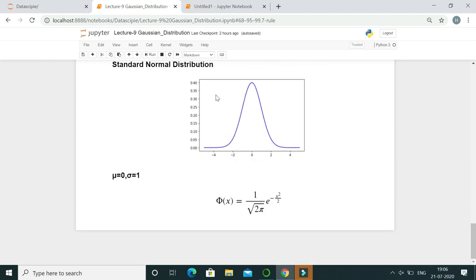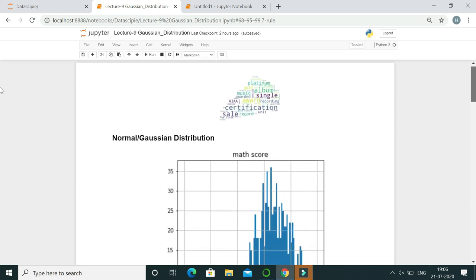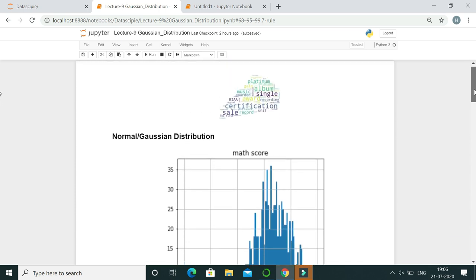Next, standard normal distribution. For the standard normal distribution, mu or mean is equal to 0 and sigma or standard deviation is equal to 1. When we substitute it in our main equation, we get phi of x equal to 1 upon square root of 2 pi, e raised to minus x squared upon 2. So basically this is the mathematics behind the Gaussian distribution.